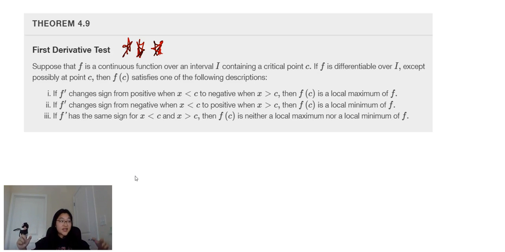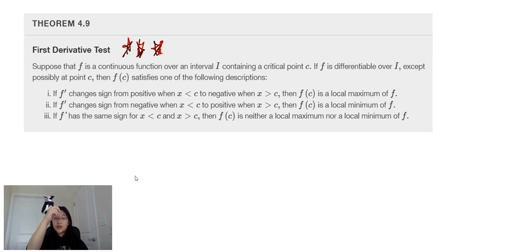So all that to say, we have a function, it's continuous, and so our tangent penguin can slide onto it. But you don't know if it's differentiable everywhere, because at this critical point we could have an undefined slope, like a sharp turn, and that's okay. So if f prime changes sign from positive, which means our function's increasing, when x is less than c, so that's to the left, to negative f prime when x is greater than c, then f of c is a local maximum of f.